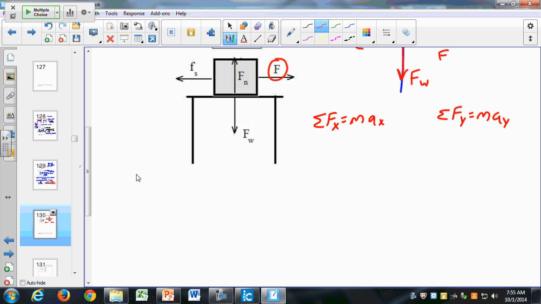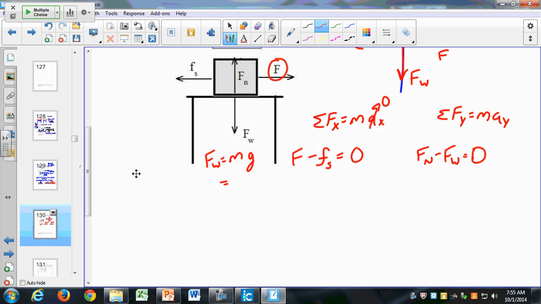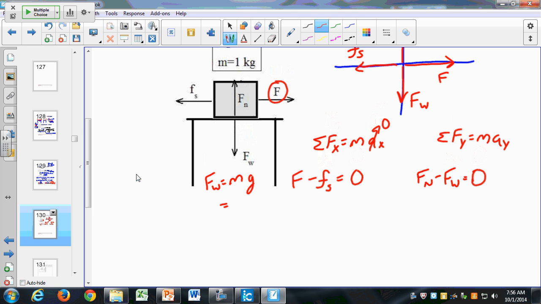The forces in the x direction are going to be F minus Fs. The acceleration here, this is a statics problem, it's not moving, so that's equal to 0. Similarly here, Fn minus Fw equals may, but ay is equal to 0, so this is going to equal 0. I also know over here that Fw equals m times g. M was 1 kilogram, so that's going to be 1 times 10, or 10 newtons.